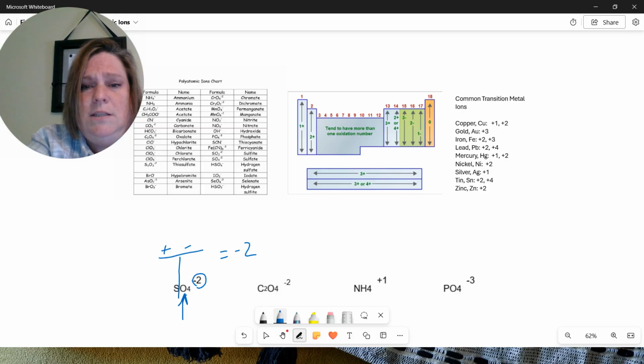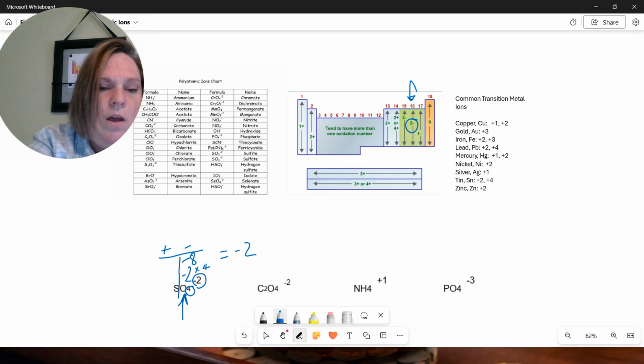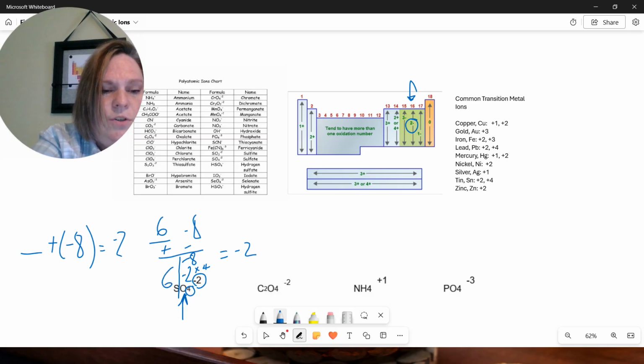So oxygen is in family 16 and it is a -2. So one oxygen would have a charge of -2, but we have 4 of them. So we're going to take it times 4 and get a -8. So on the negative side, we have a -8. What does the positive side have to be? In other words, what positive plus the -8 is going to equal -2? And that is going to be a 6. So sulfur's charge is +6.